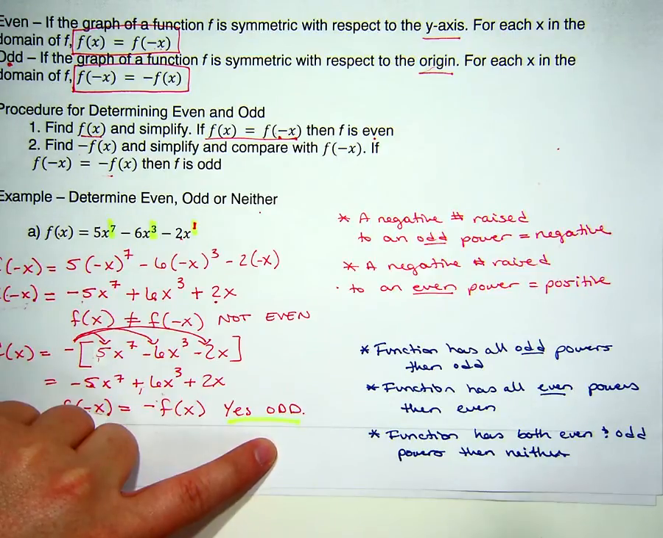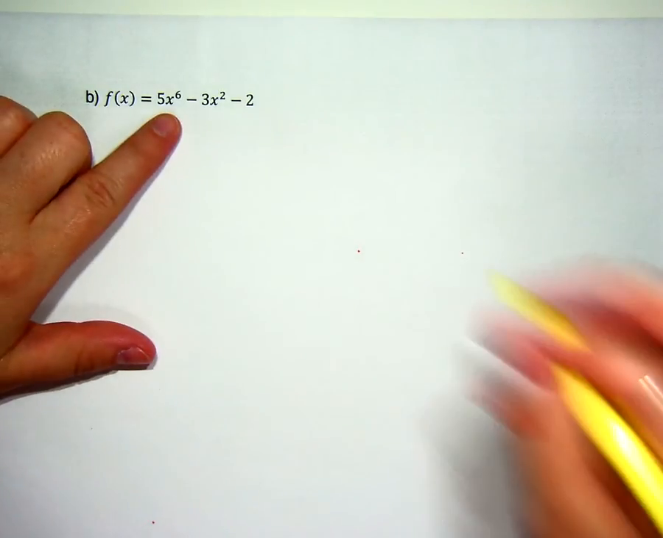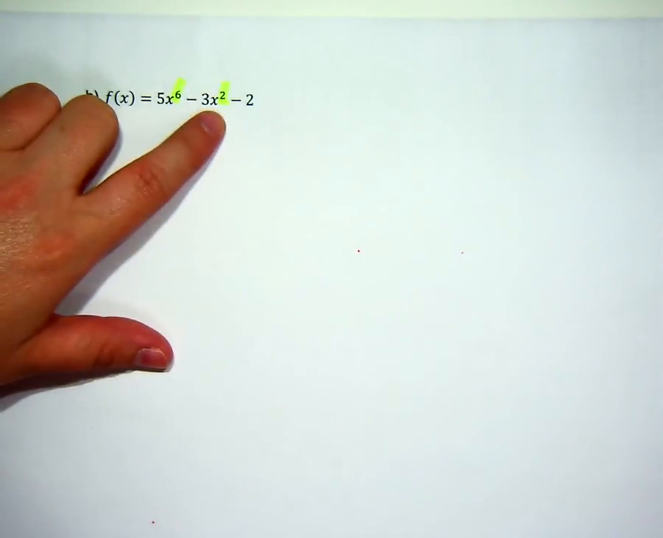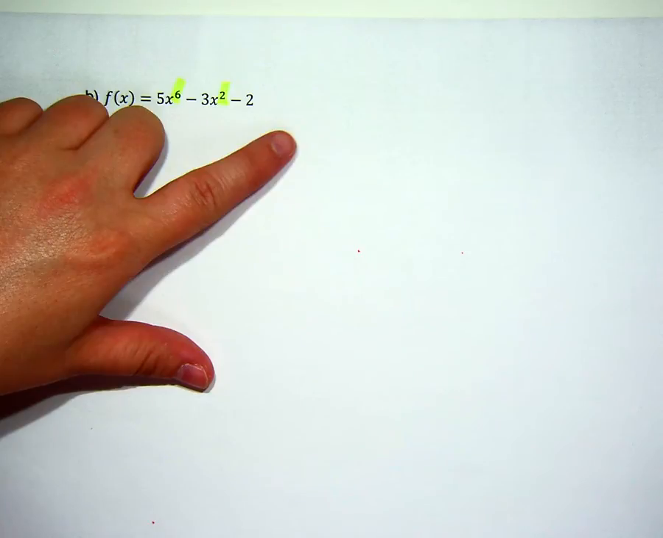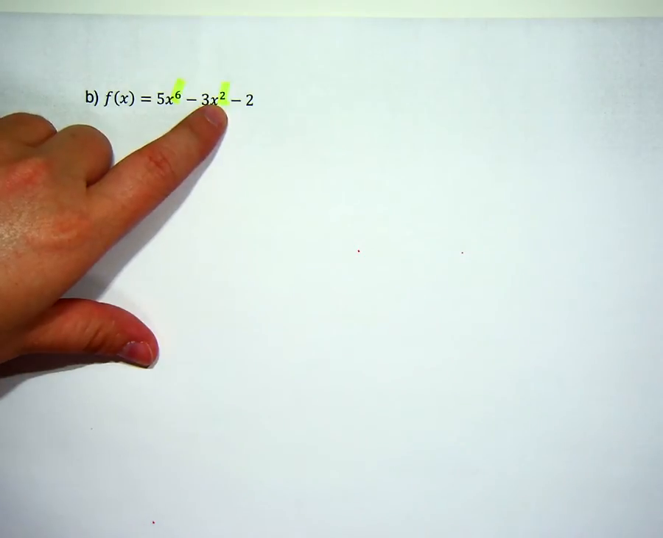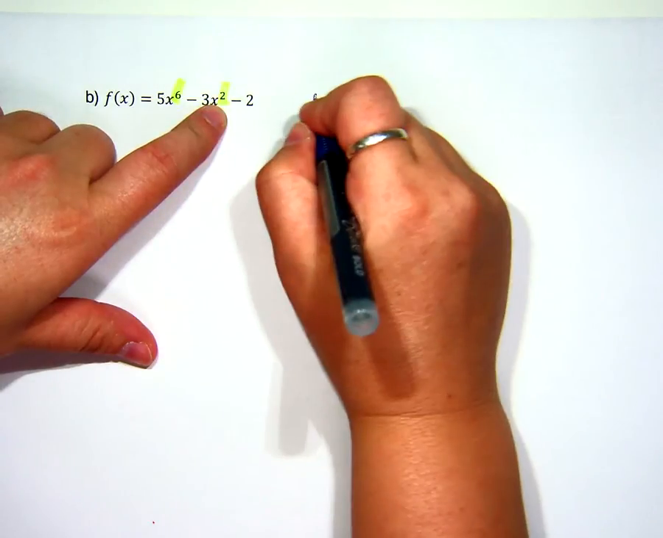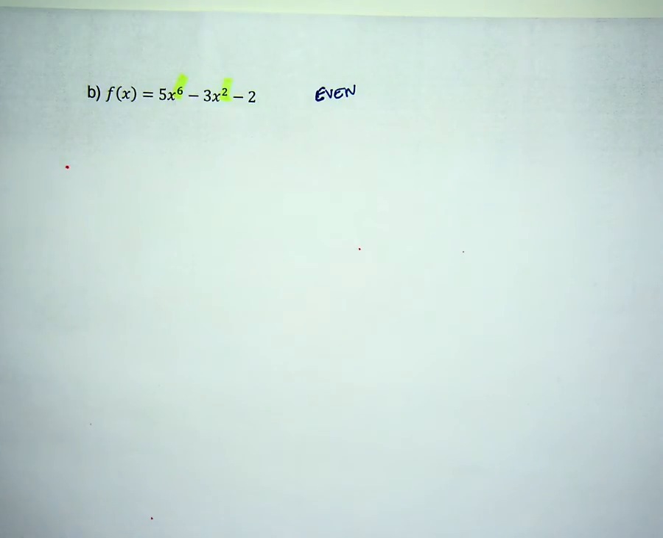Let's look at another example using this method. Here's another example. Let's again look at our powers. The first power here is a 6. The second power here is a 2. The next one doesn't have a variable, so there's no power here, so we don't talk about that. 6 is even. 2 is even. Therefore, this function is even. Let's do it the long way. Let's do it the algebraic way, I should say.